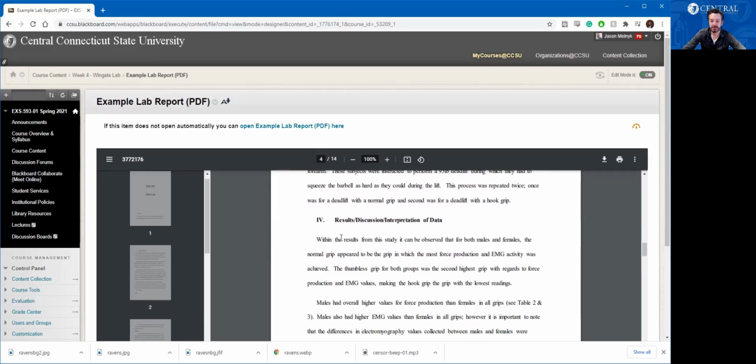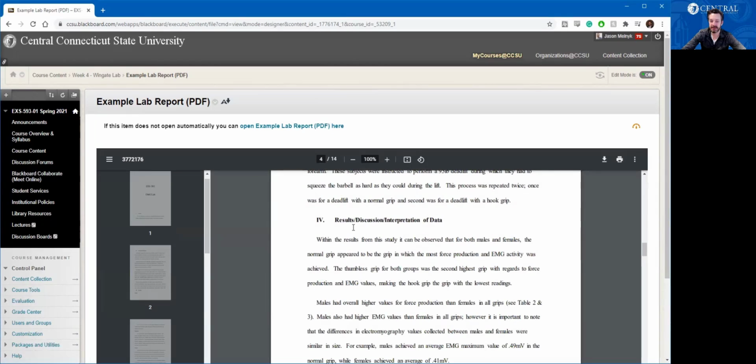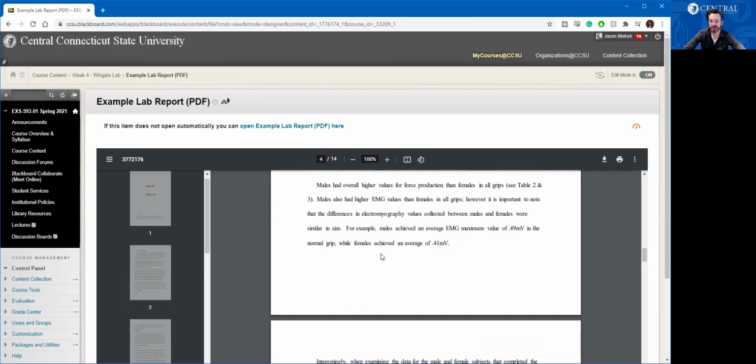Let's see, results, discussion, interpretation of the data. So it's sort of a combination of results and discussion. So if you have any data that are generated, you're going to make tables, identify the values, and then sort of opine on them. So if you received a score, what does that score mean for that test? Are there norm values that you can look at to interpret it?